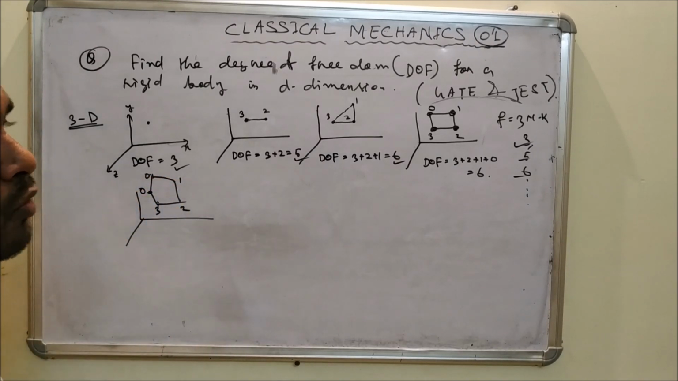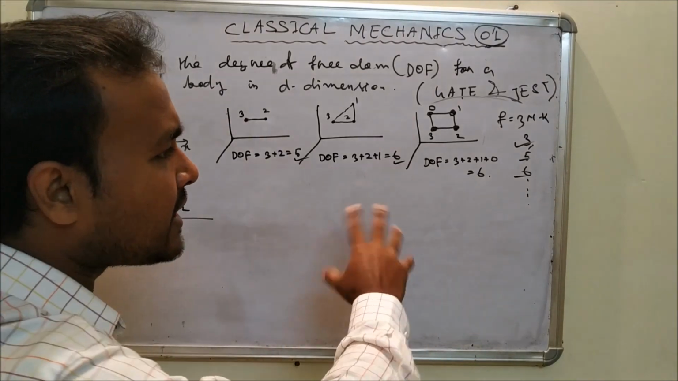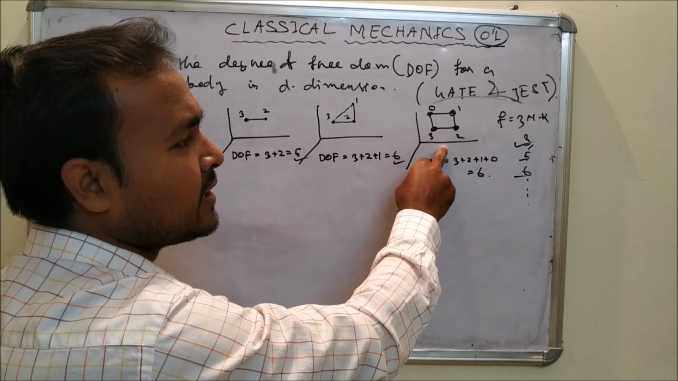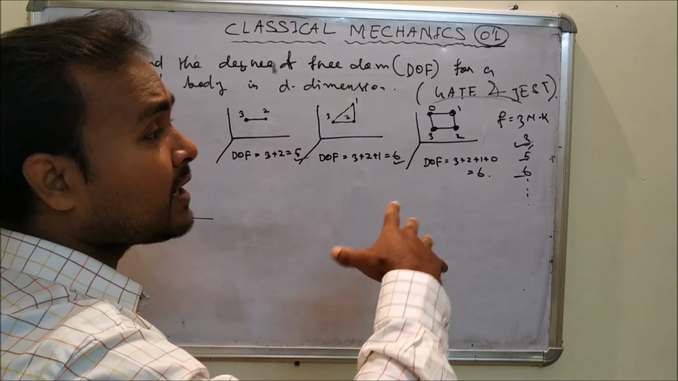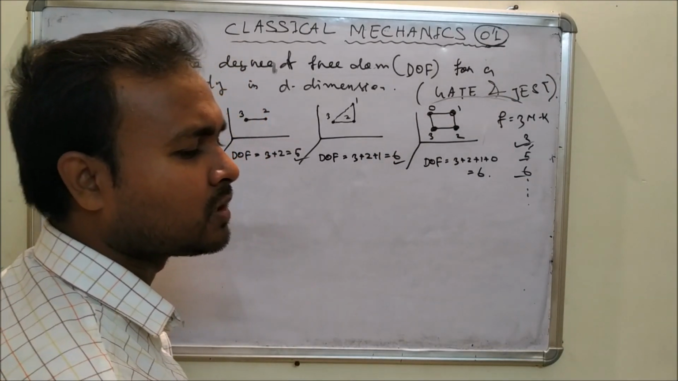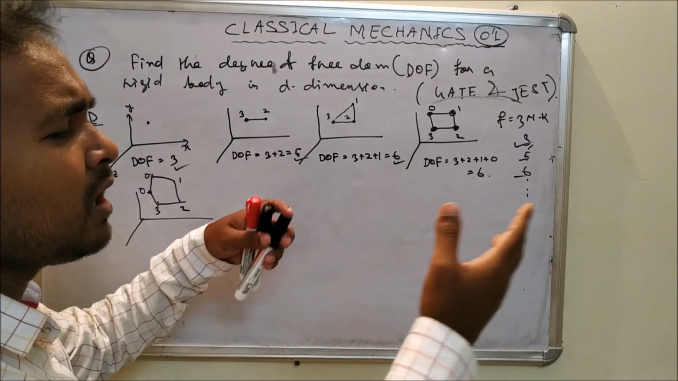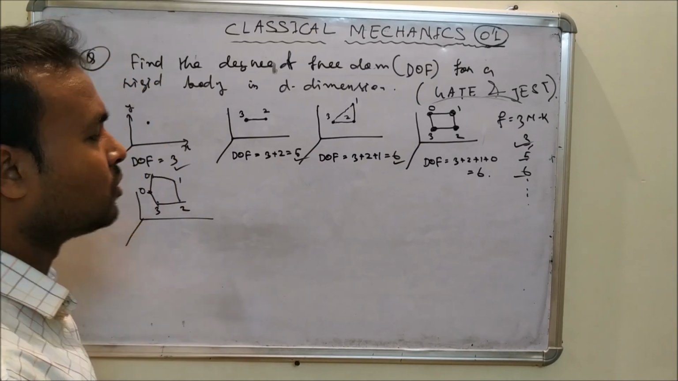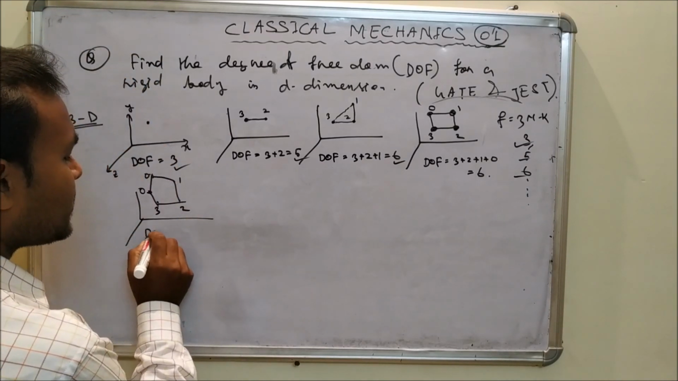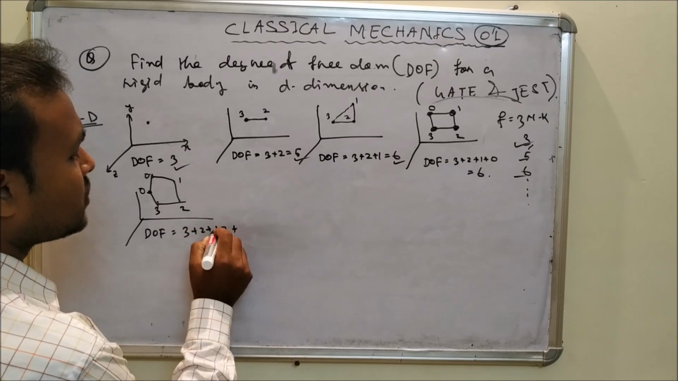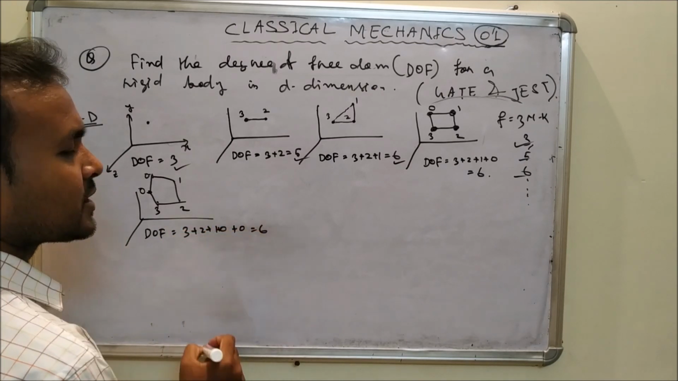That means when the number of particles is greater than the dimension, here it is 3D, so beyond the third particle, all the particles have a degree of freedom contribution of 0, right? Here the degree of freedom for this system of particles is 3 plus 2 plus 1 plus 0 plus 0, that is equal to 6.